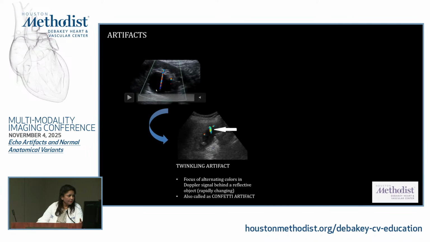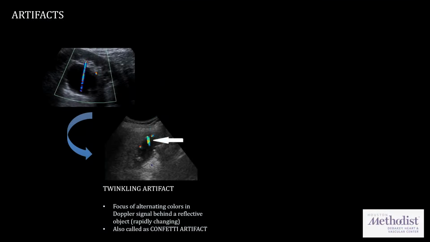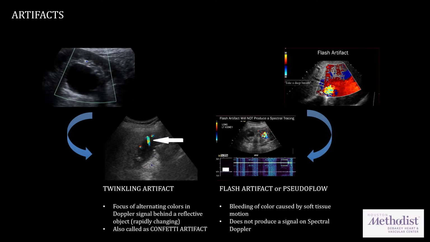What about this one? That's the twinkling artifact. You see that band of alternating colors? It's also called the confetti artifact actually. What about this one, guys? Flash artifact. It's nothing but weird colors we see sometimes, depending on what is actually causing that reflection.